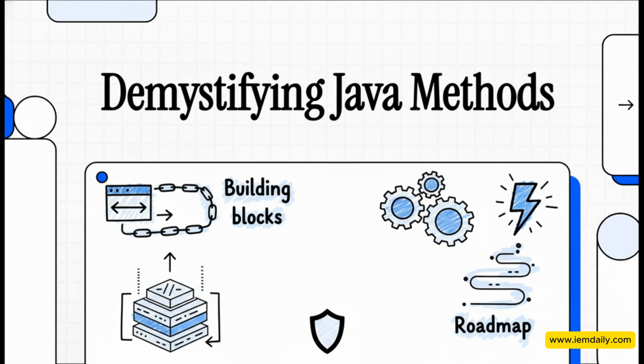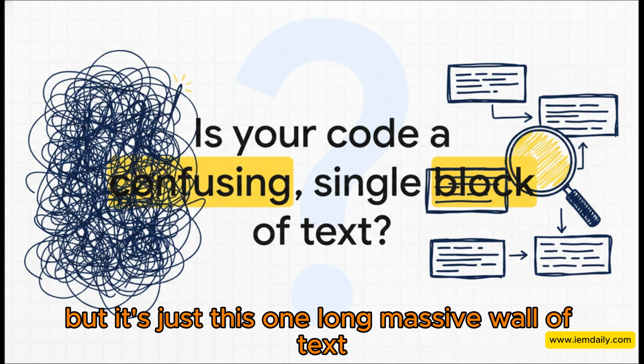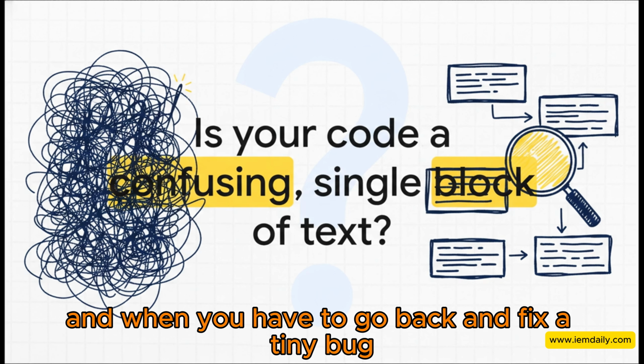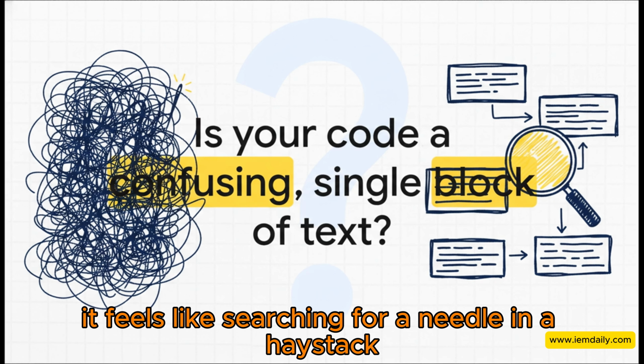If you're just starting out, you've probably been there. You've written a chunk of code and hey, it works, but it's just this one long, massive wall of text. And when you have to go back and fix a tiny bug, it feels like searching for a needle in a haystack. There's gotta be a better way, right?